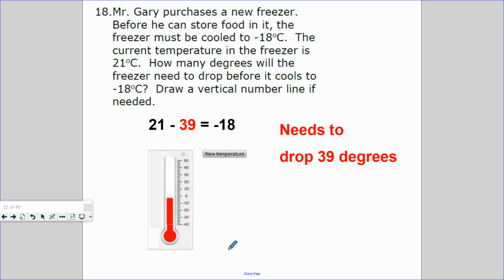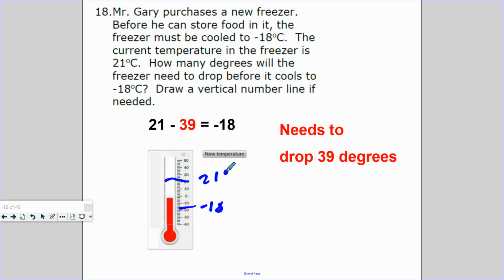18. Mr. Gary purchases a new freezer. Before he can store food in it, the freezer must be cool to -18 degrees. So it needs to be -18 degrees. The current temperature in the freezer is 21 degrees. So 21 degrees. Got it.